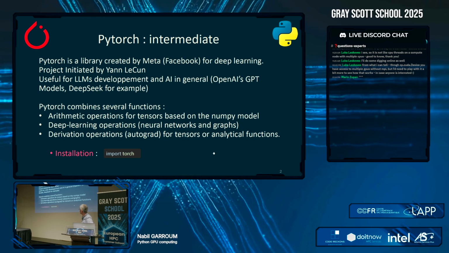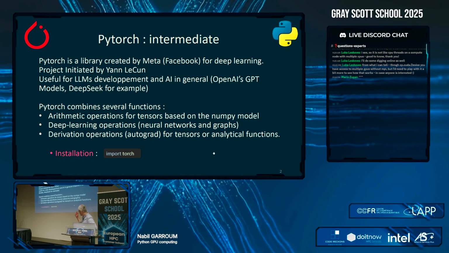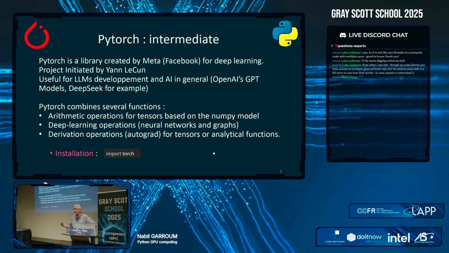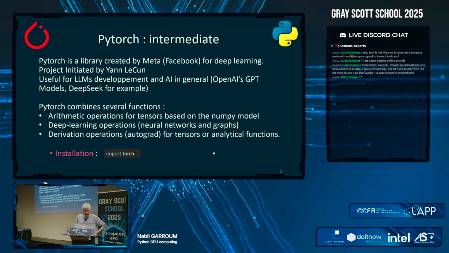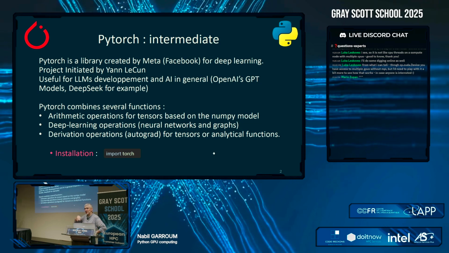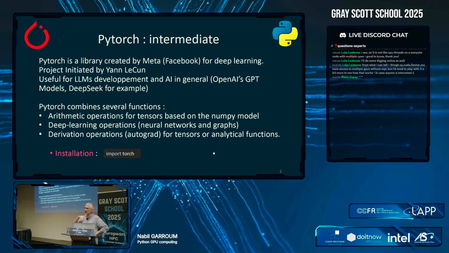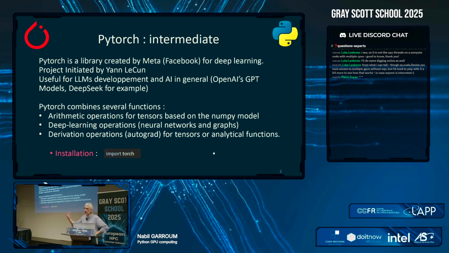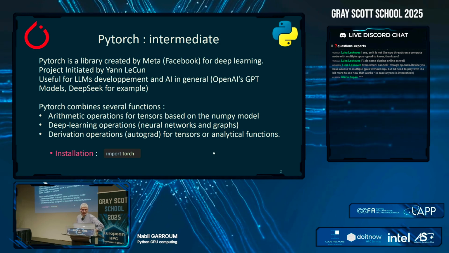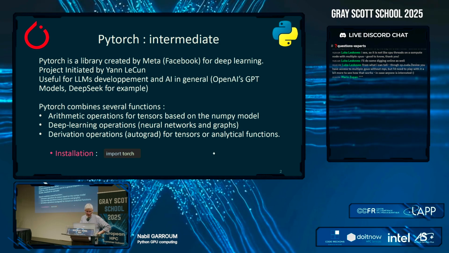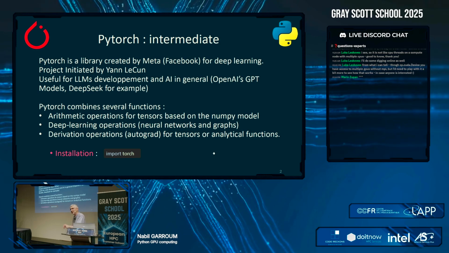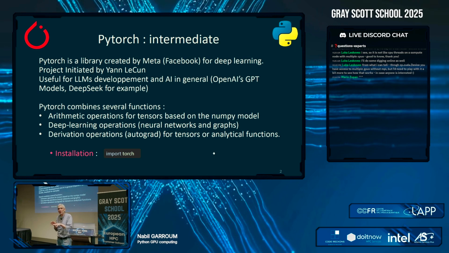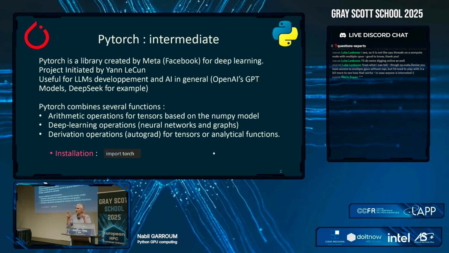Two famous models developed on PyTorch are OpenAI's GPT, for example, and DeepSeek, which has been lately released. If you open up the training notebook for DeepSeek, you will see that PyTorch has been used. There are also some subsidiary libraries like PyTorch Lightning for deep learning. It's mainly made for deep learning, but the purpose today is to use it for tensor or matrix computation.